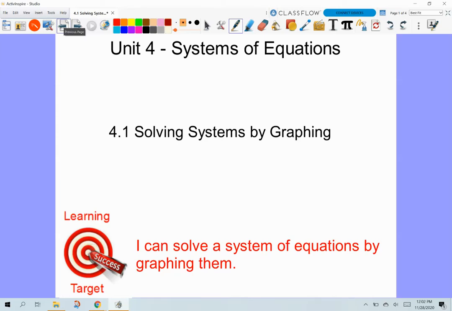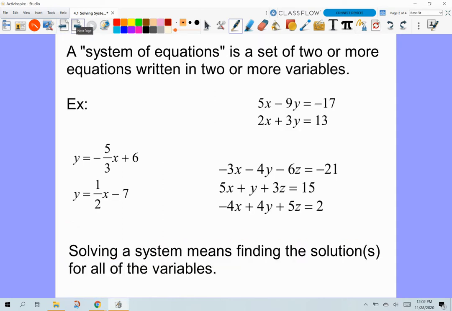So the next unit we're going to do is what's called solving a system of equations. Long story short, a system of equations is one or more equations that you solve at the same time. Now, the reason we have to have one or more equations is because we're going to have more than one variable in our equation that we're trying to solve.